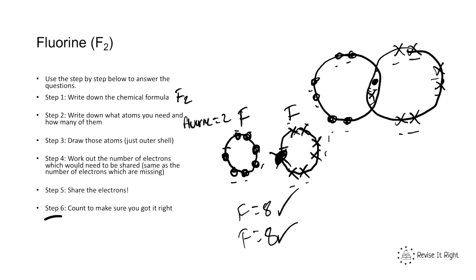Okay, remember the electrons in this circle are electrons that are shared. So the electrons they both have. So you need to count them as both having them.